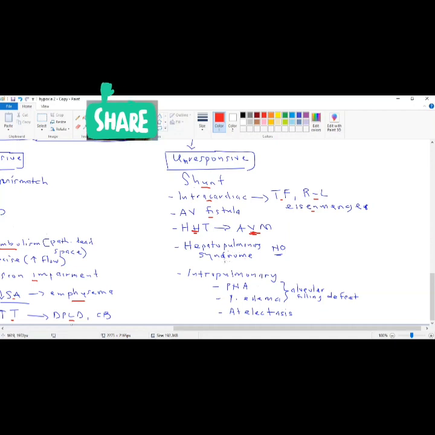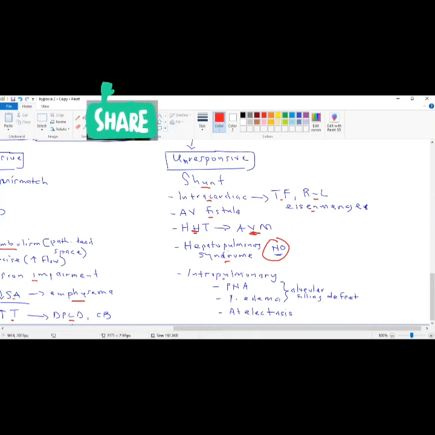There's hepatopulmonary syndrome in patients with liver cirrhosis. Somebody with liver cirrhosis who has hypoxemia that doesn't respond to oxygen has hepatopulmonary syndrome. There are too many vasodilators in the lungs. They're going to dilate some vessels that will bypass the alveoli, and that can become a shunt.